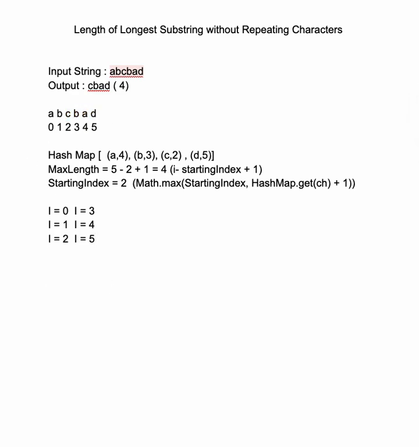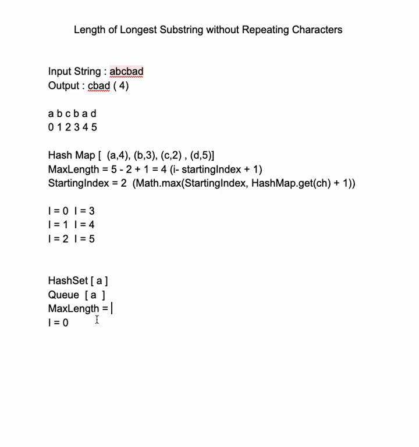Now I will discuss another solution using a hash set and a queue. So how do we do this? Initially the hash set would be empty and the queue would be empty. This would be a simple solution as well. At I equal to 0, we encountered the character A. A is not present inside the hash set, so we will add it to the hash set. It is not present inside the queue, so we'll add it to the queue.